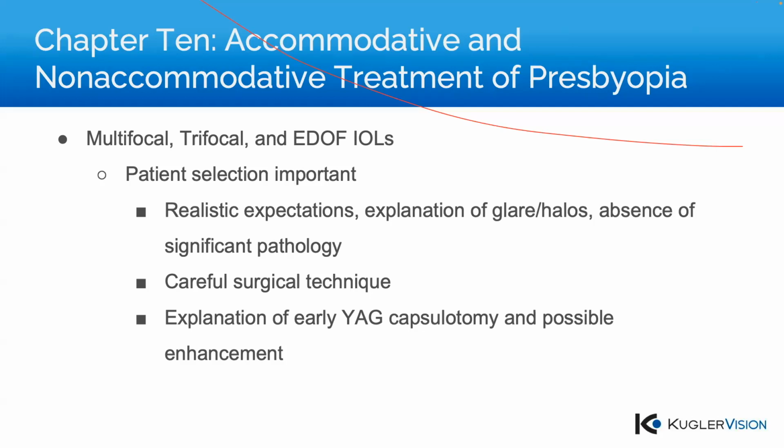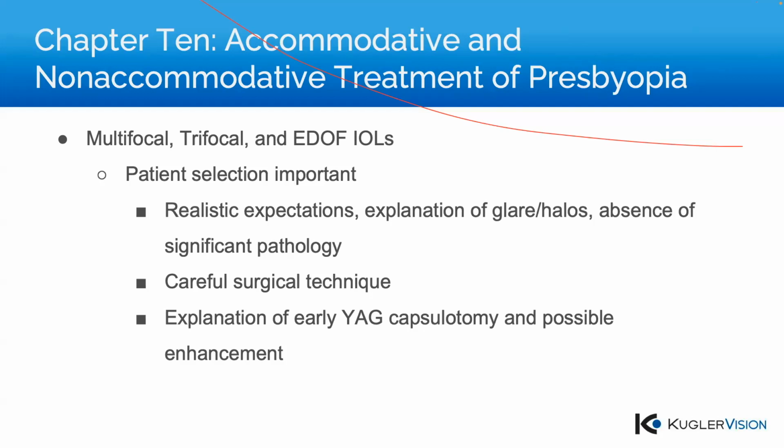You also need to make sure the eye itself is very healthy and there's absence of significant pathology. Careful surgical technique is important. Again, these patients typically have higher expectations, so you need to make sure you're doing a good job centering the lens well, and if it's a toric, lining it up well, things like that.